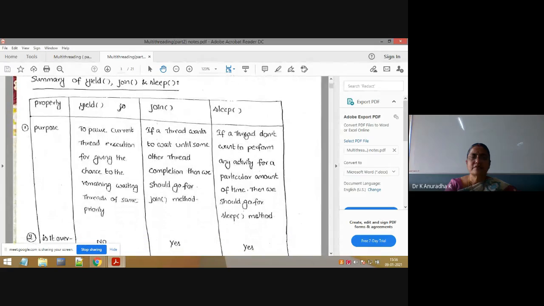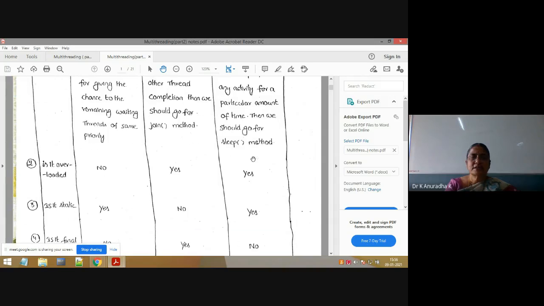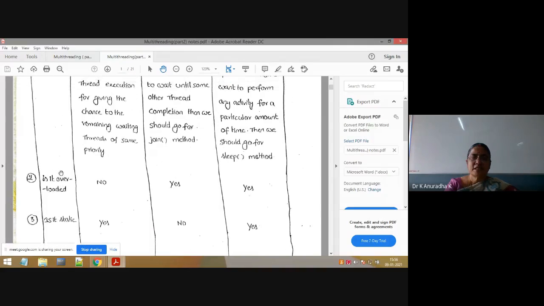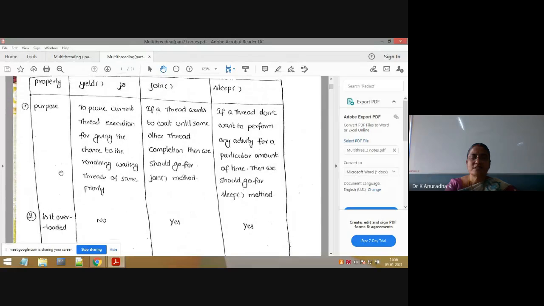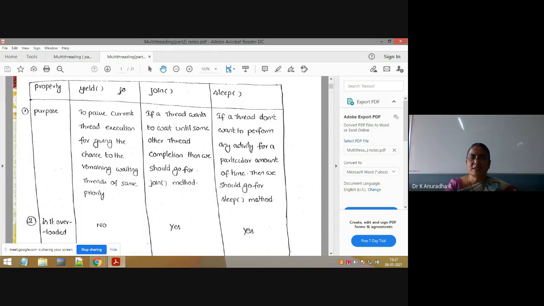These methods are very, very important. All these methods are there in the Thread class only. Here I have written the purpose of the yield method, join method and sleep method. The next concept is whether it is an overloaded method. Already we have seen the syntaxes for all these three methods. The yield method is not overloaded because it has only one form, whereas the join method and sleep method are overloaded methods because there are three forms for join and two forms for sleep.